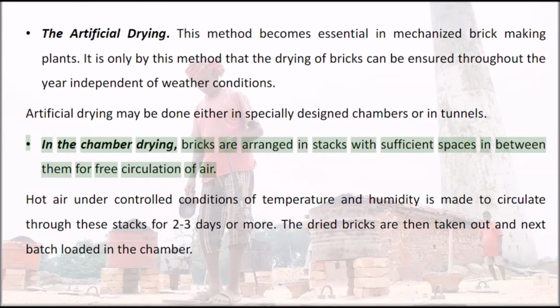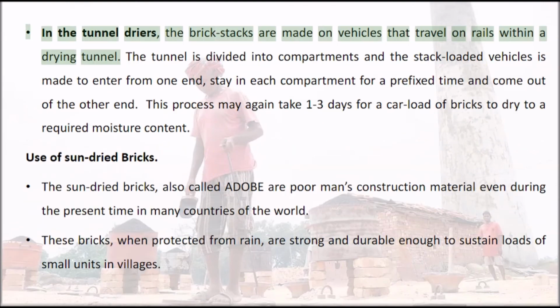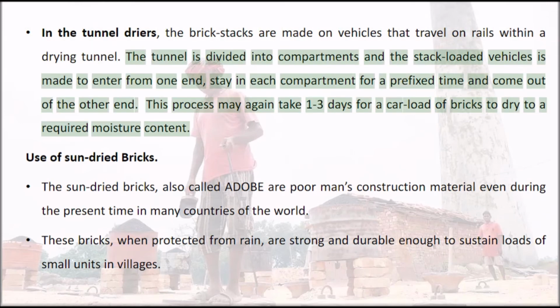In the tunnel dryers, the brick stacks are made on vehicles that travel on rails within a drying tunnel. The tunnel is divided into compartments and the stack-loaded vehicle is made to enter from one end, stay in each compartment for a prefixed time and come out of the other end. This process may again take 1 to 3 days for a car load of bricks to dry to the required moisture content.